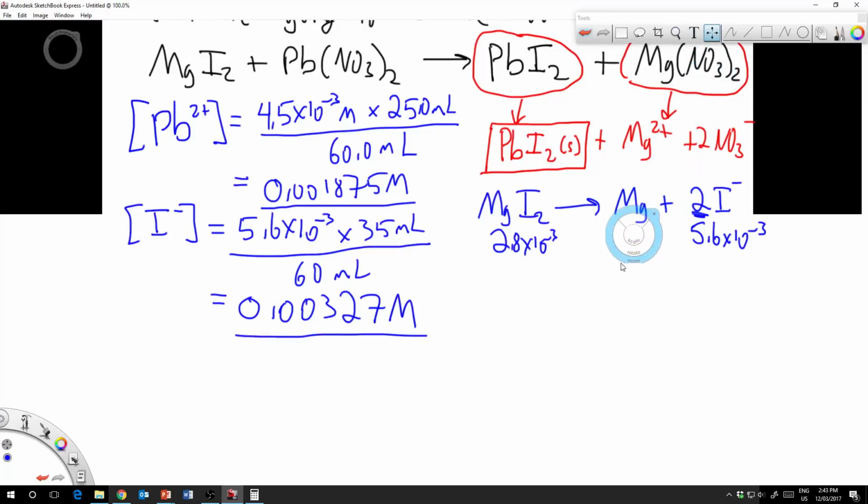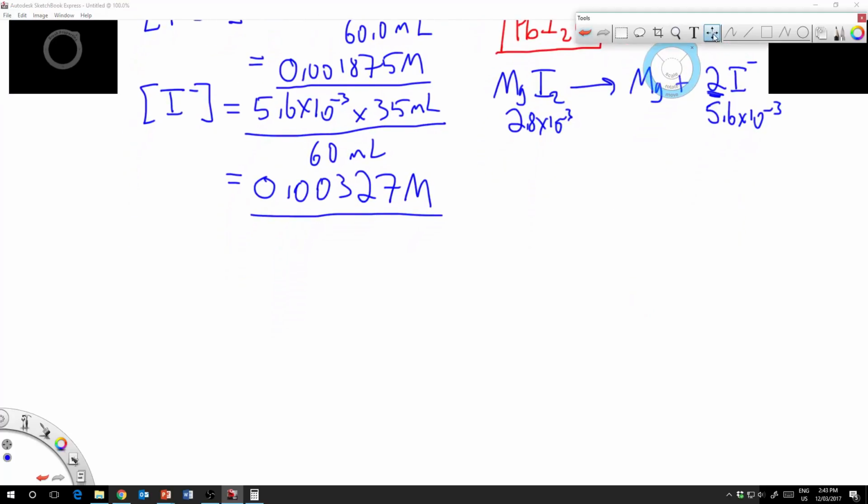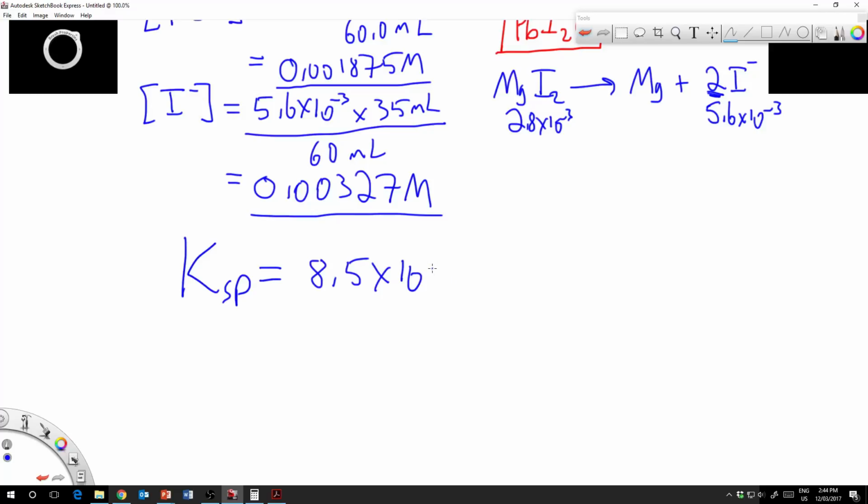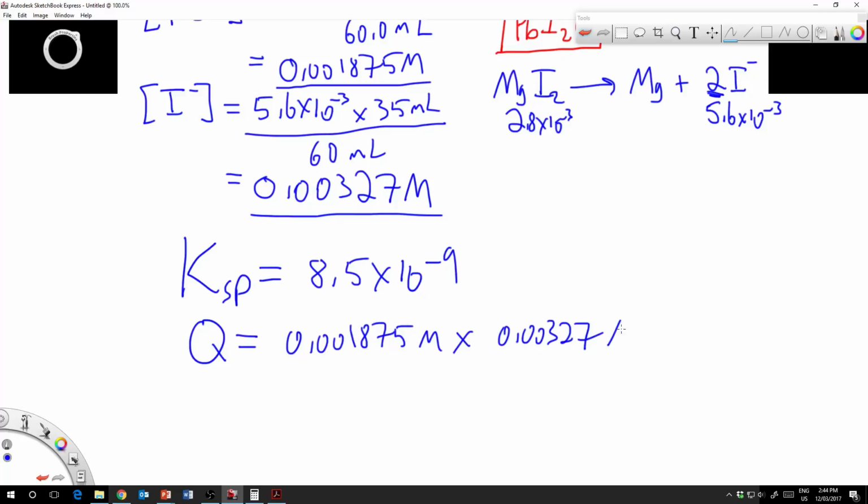All we need now is the KSP of lead iodide. So we'll look that up. All right, so according to my table, the KSP of lead iodide is 8.5 times 10 to the negative 9. All right, so let's see. Our Q will then be 0.001875 molar times 0.00327 molar.